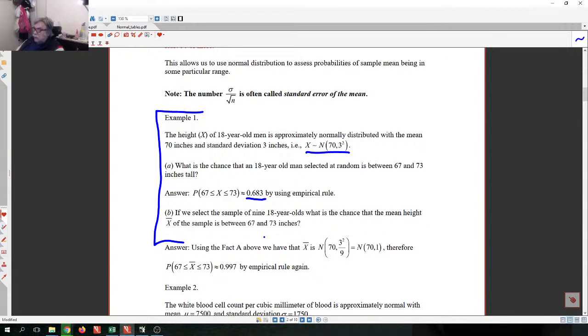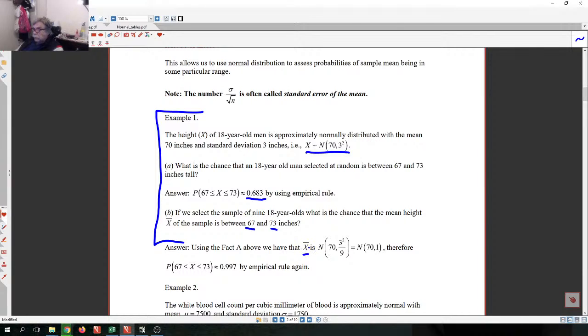Now, if I select a sample of 9 18-year-olds, what is the chance, the mean height of that sample? So now I have 9 of them. Each one of them is 18 years old, and I measure the height of each one of them, and I'm going to find the average height of the 9 of them. What is the chance that that is going to be between 67 and 73?